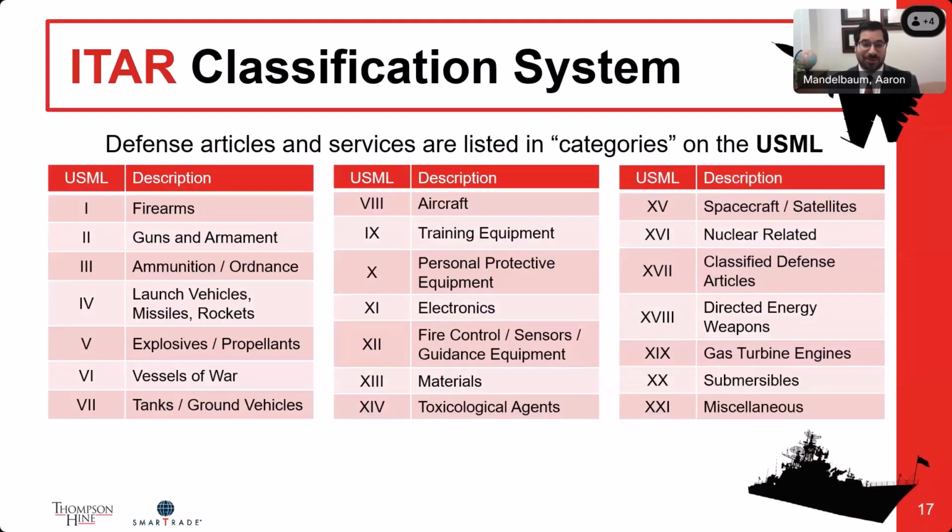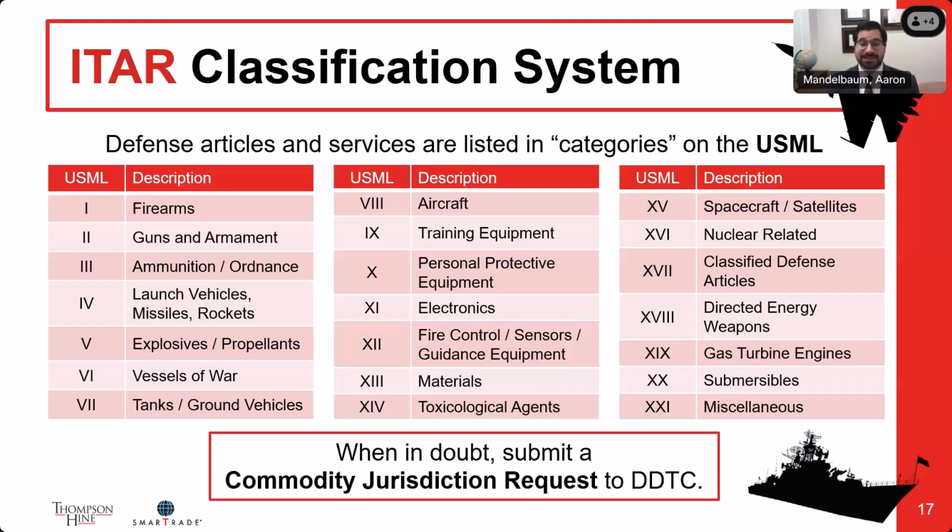Firearms, I always joke about vessels of war because it's literally in the name, directed energy weapons. But I want to point out that sometimes you might have an item and you don't think it neatly fits into any of these categories, including category 21, this kind of miscellaneous category. And when in doubt, you can actually always just ask DDTC to classify your item for you by submitting what's called a commodity jurisdiction request.